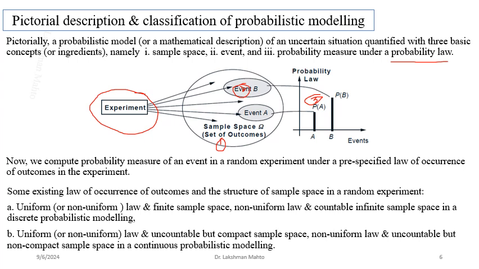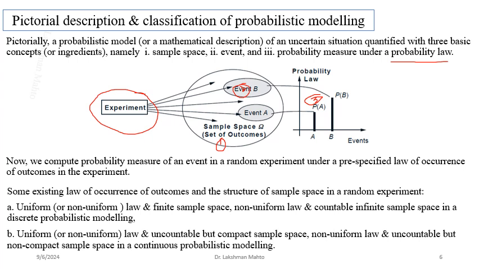The sample space is a set, and you need to know that there are a lot of concepts hidden in sets, so we have to explore those things. Combining the law of occurrence and the structure of the sample space as a set, we will compute the probability measure. So the first approach is the uniform law.